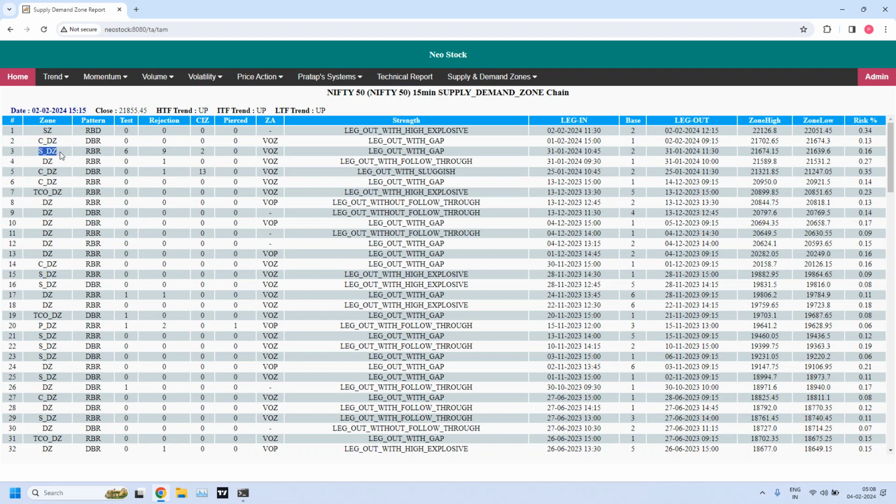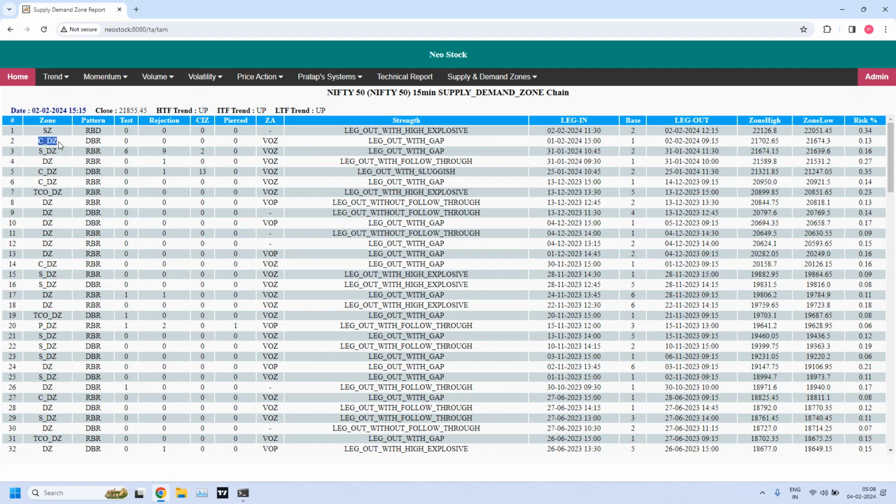And moreover, see here, S underscore DZ, how strongly it is holding the prices. It has already given 6 tests, 9 rejections. The level is 21,674 to 21,639. And also the strength is a leg out with gap. Even the one above is also a leg out with gap. This is a newly created zone on last Friday.